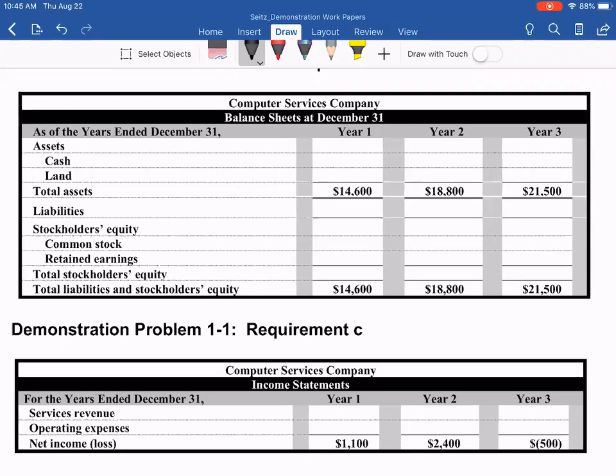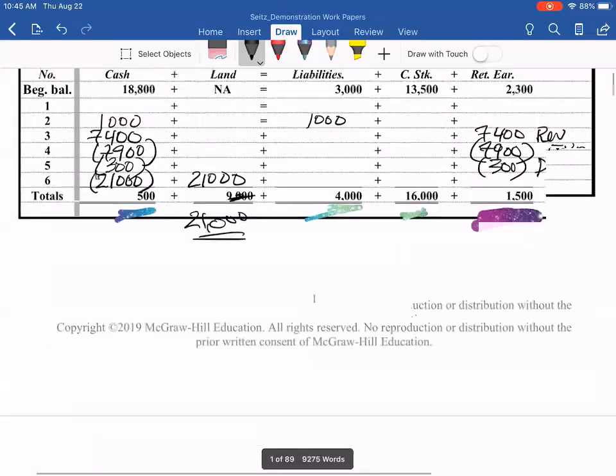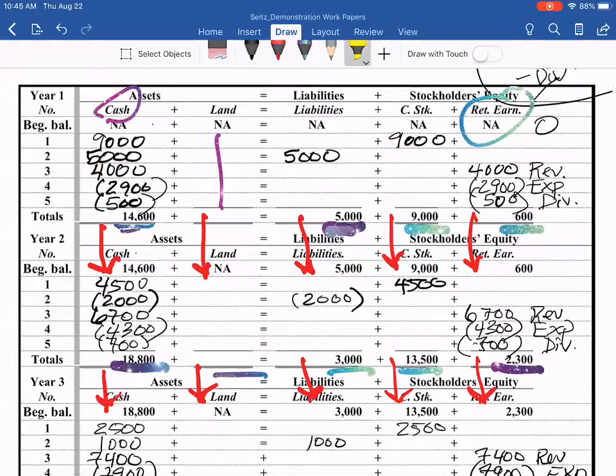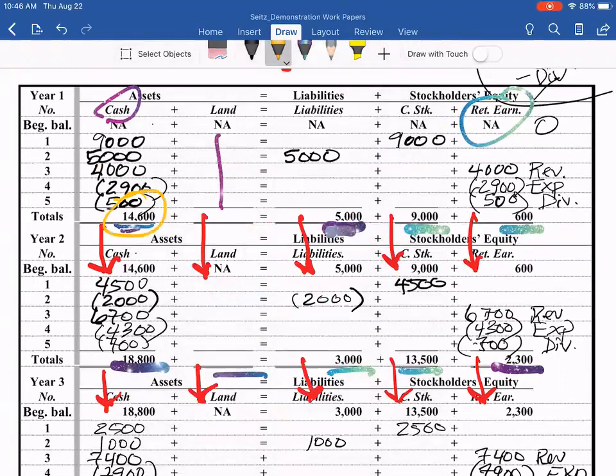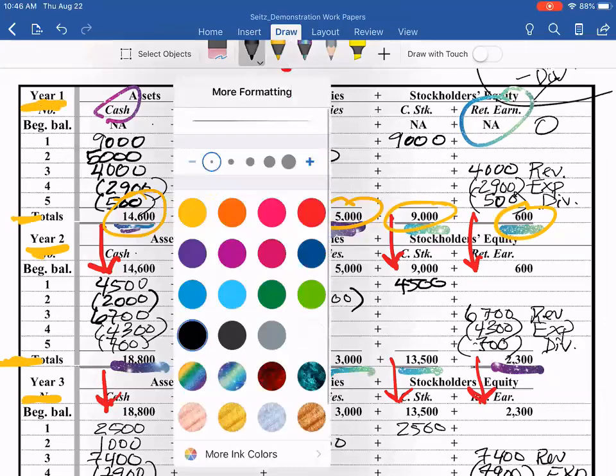So my cash as of December 31st for year 1 was maybe 14,600. So all these balances that I have here, I'm going to take to the financial statements. And again, this is just for year 1. We also have year 2 and year 3. So when I pull these numbers, I'm pulling them from these totals from the specific years.